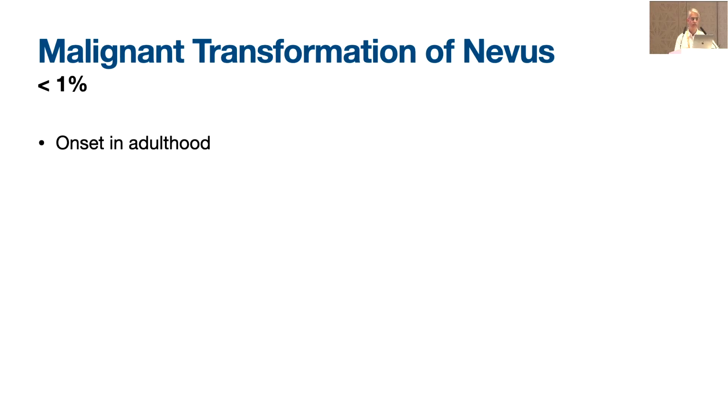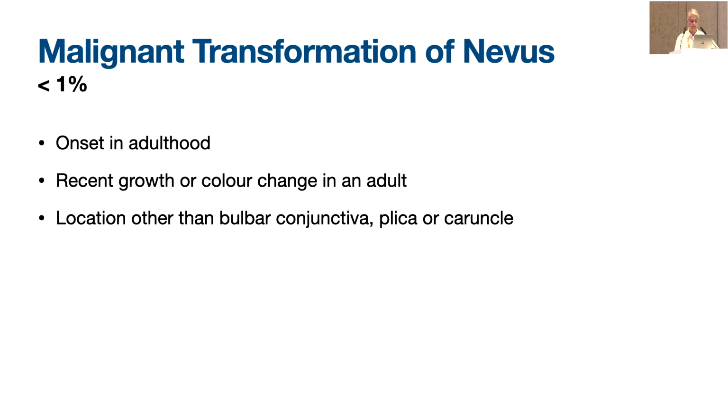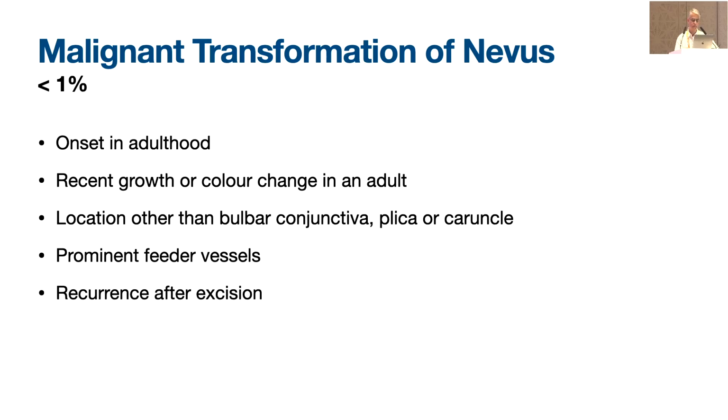Now, if you see a nevus which has its onset in adulthood, a recent growth or color change, a location other than bulbar conjunctiva, plica or caruncle, prominent feeder vessels, or a recurrence after excision, then you should reconsider your diagnosis and probably take these patients up for a biopsy.